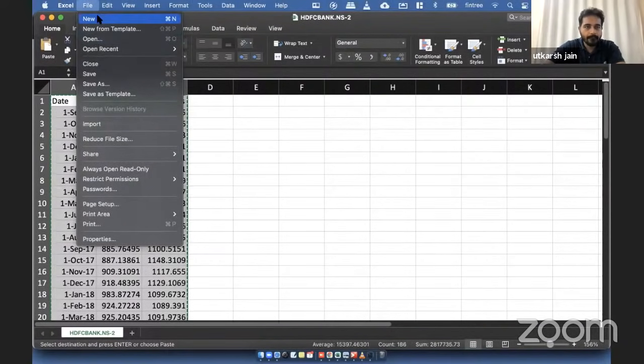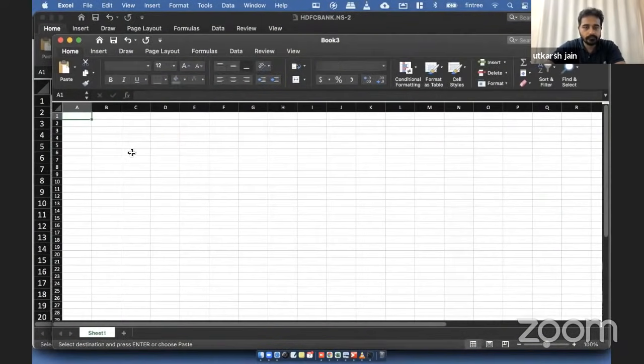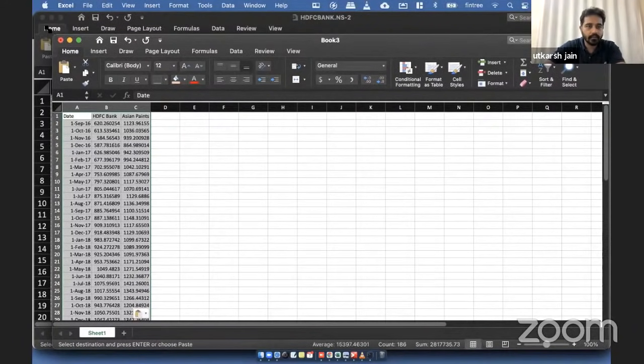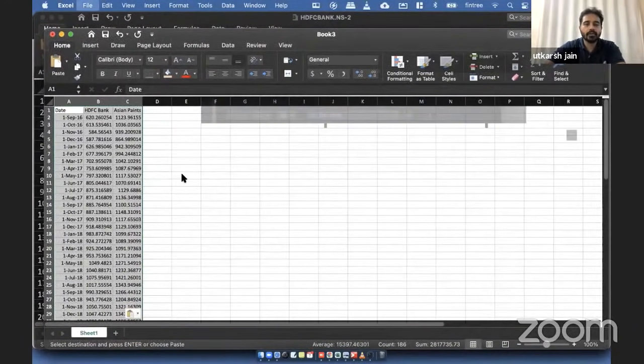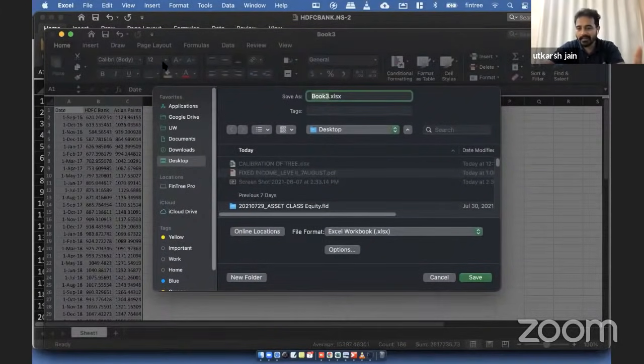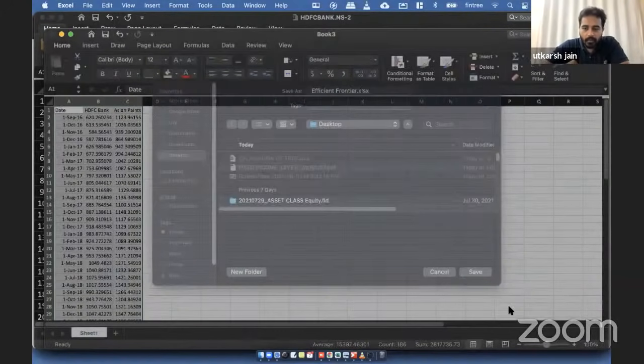File. Okay, and I'm just copy pasting the whole data here. I'm going to save this file for you. This file should be available for download. If you're attending this session on Zoom, it should be available in your chat box towards the end of the session. If you're attending this on YouTube, it should be uploaded in the link in the description. Okay, so this is your efficient frontier file. Let me just save it. Okay, so step number 1 of our exercise is done.